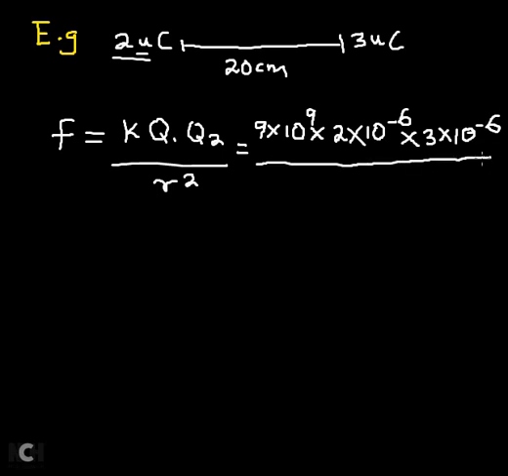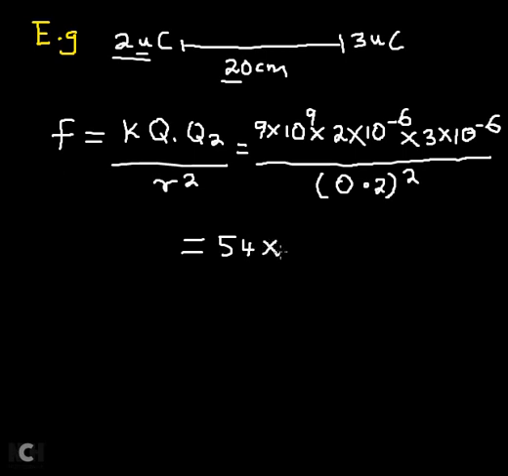All divided by the distance. The distance is 20 cm. Of course, you have to convert the cm to meters, and to convert cm to meters, you divide the 20 by 100. So what you're going to have is 0.2. And don't forget it's being squared. So that's going to give me 9 times 2 times 3. 9 times 2 is 18, 18 times 3 gives me 54.